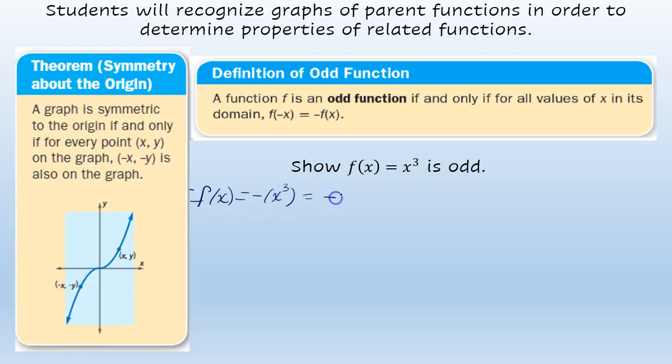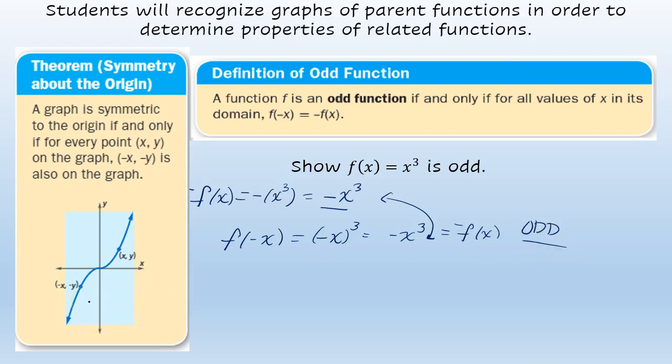Which would be negative x cubed. That's what we want to have, f of negative x equals. So now we're going to do f of negative x, which is negative x all cubed, which is negative x cubed. And these match, right? So that means that that does in fact equal the opposite of f of x. So this function is odd.